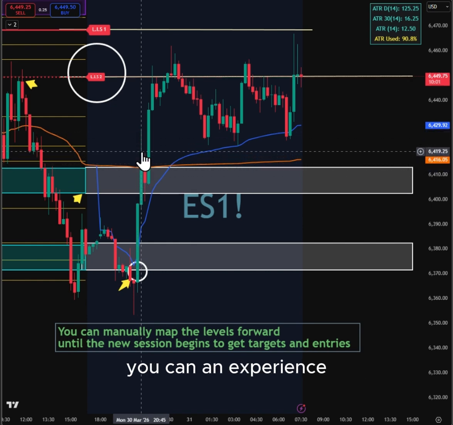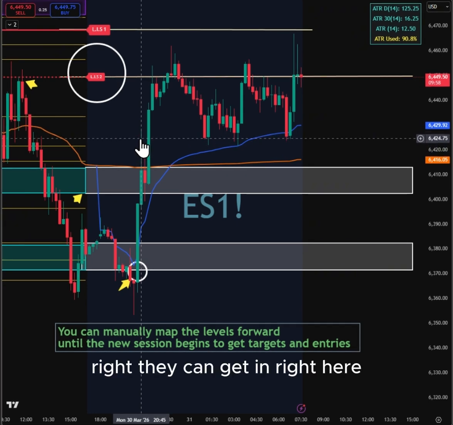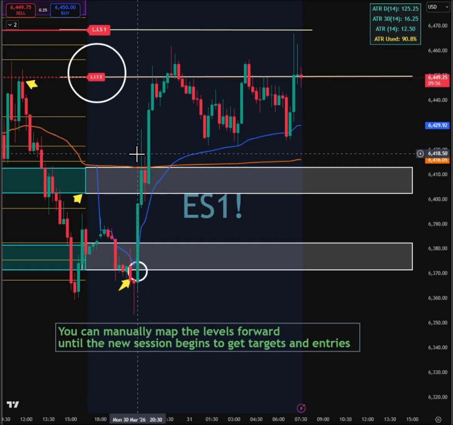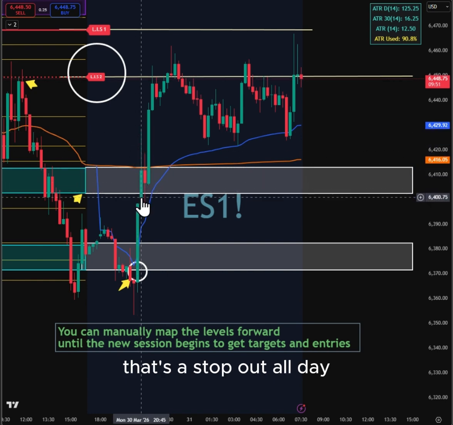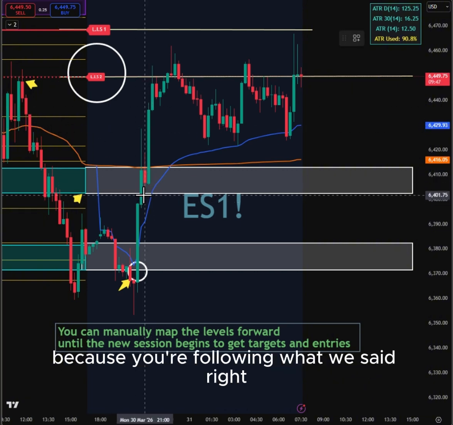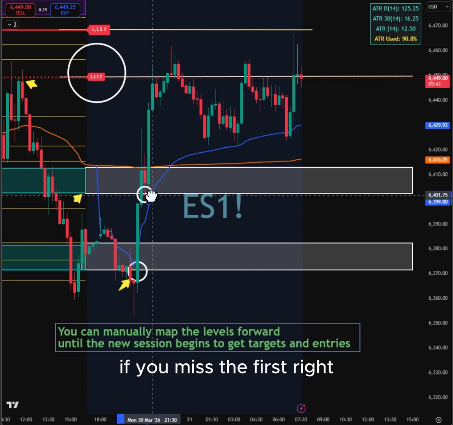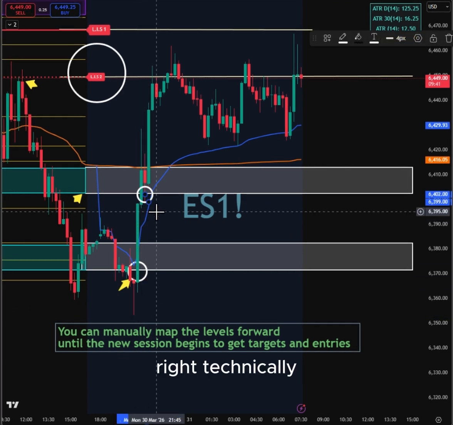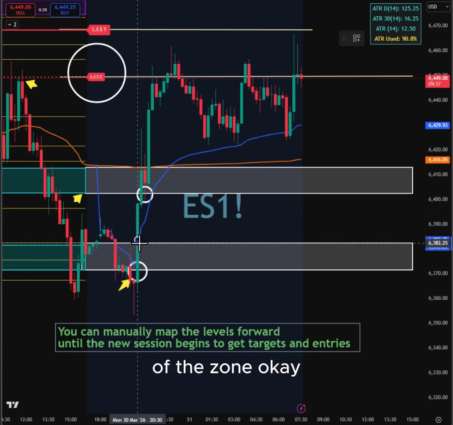An inexperienced trader can get in right here, right? They can get in right here, thinking that they're going to continue. They get a hard drawdown. That's a stop out all day. But it's not a stop out for you. Why? Because you're following what we said, right? And there's your second entry if you miss the first, right? Technically, that's your third entry. Your second entry is the breakout here of the zone.